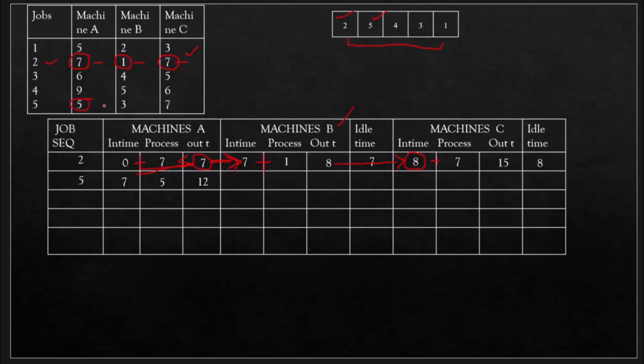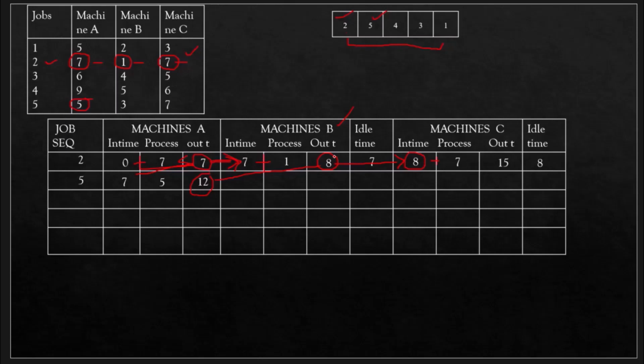Here we want to cross check whether the machines are engaged with any task or idle. Job 5 in machine A is processed until the 12th hour, and here we want to cross check with machine B: is it still idle, or is it engaged with any work? The machine B process was completed at the 8th hour, so now machine B is idle.